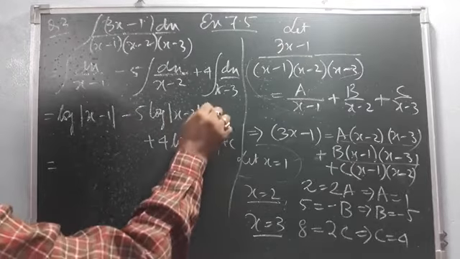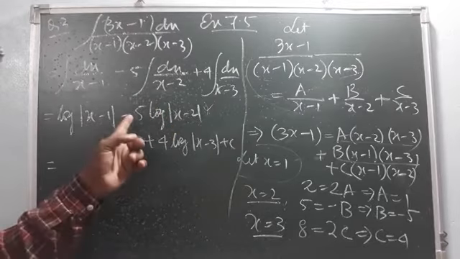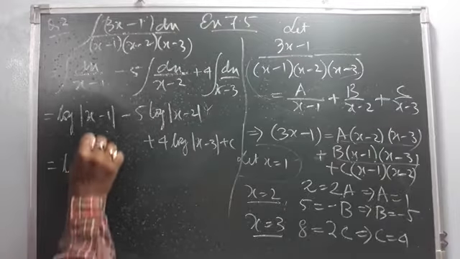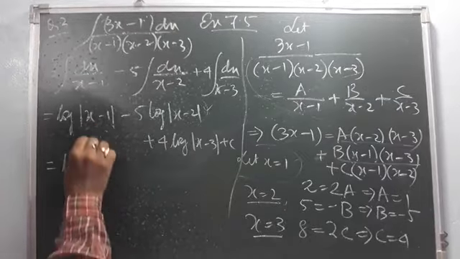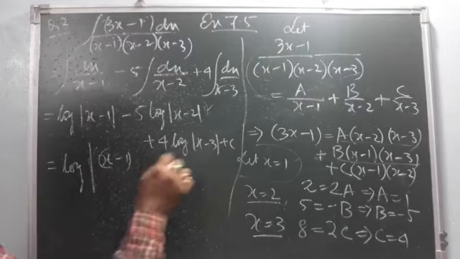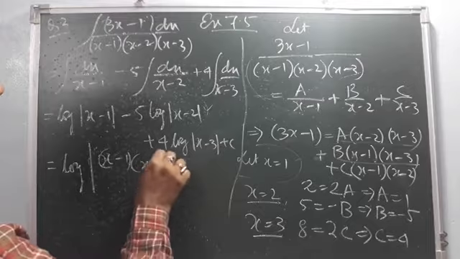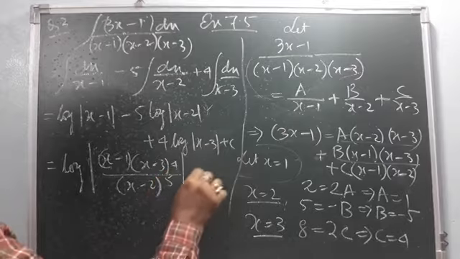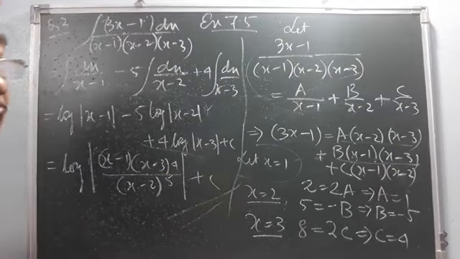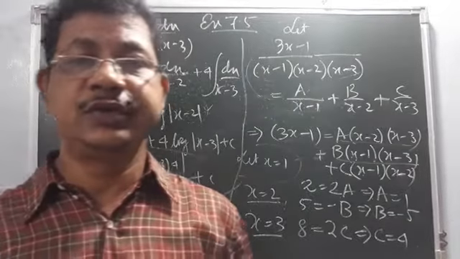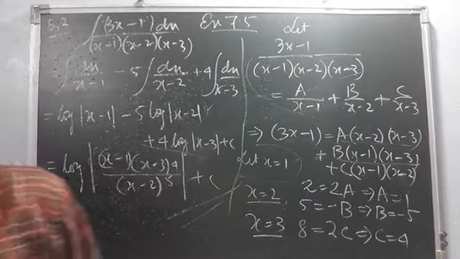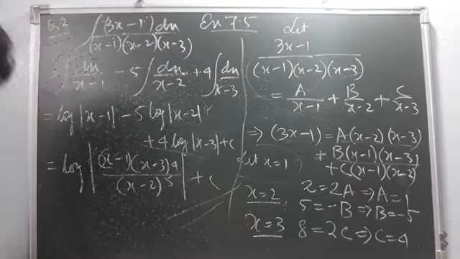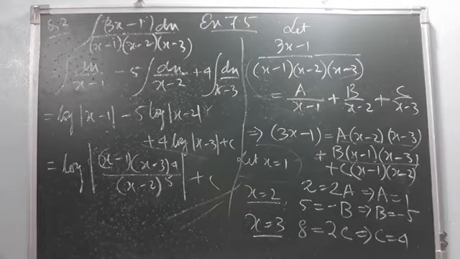If I take 5 as a power, it is the logarithm's property that anything outside can be taken as a power. So we can write, in modulus, x minus 1 times x minus 3 to the power 4, divided by x minus 2 to the power 5, plus C. So this is our answer. You have to understand how we are doing it, what technique we are applying, and why the name is given as partial fraction. Now we will do the next one, that is question number 4.